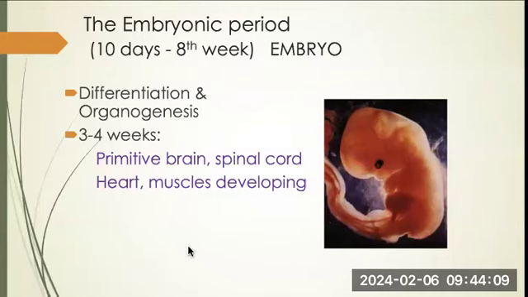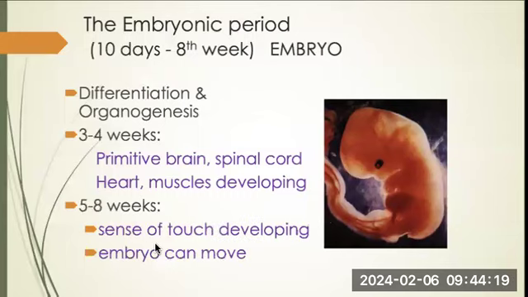In 3 to 4 weeks already, we have a primitive brain, the spinal cord starting to develop, and the heart and muscles are developing as well. First 3 to 4 weeks. A woman doesn't even know she's pregnant in many cases. 5 to 8 weeks, sense of touch is developing, and the embryo can move by the end of this.